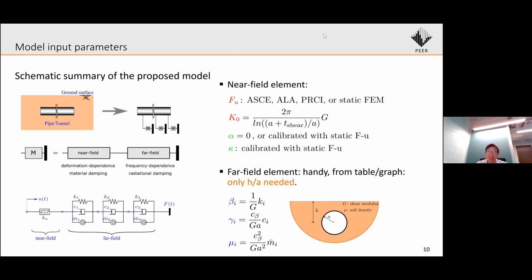The green color means that the parameter requires some calibration, usually from the static force displacement curve. And the blue parameter means that they're already given for the user via some graphs or tables, and only the ratio h over a, which is the burial depth over the pipe radius, is needed.